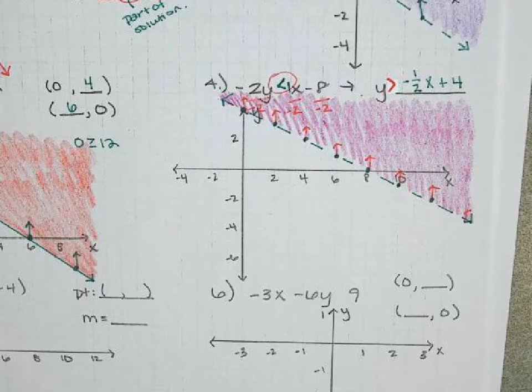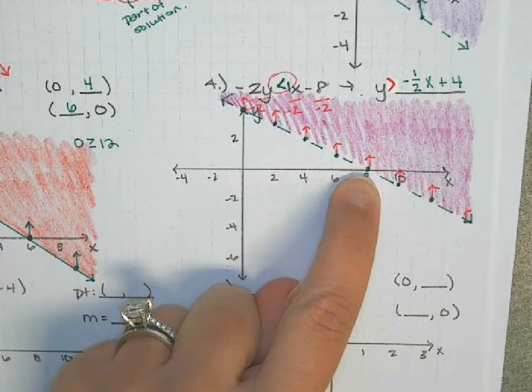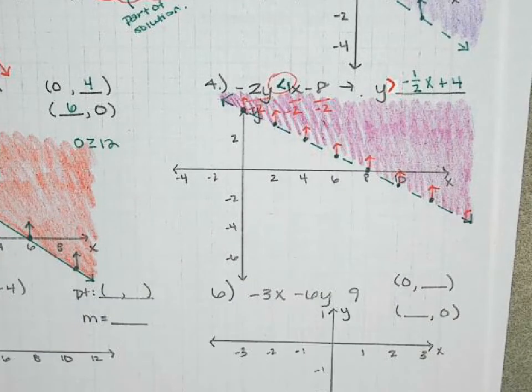Is 8, 0 part of your solution? The point 8, 0, is that part of your solution? No. Why not? Because it's on the dashed line. It's on a dashed line, and dashed is not part of your solution. So 8, 0 is on the dashed line here. That's not part of your solution. Are you with me? Yes. All right. Let's keep going.